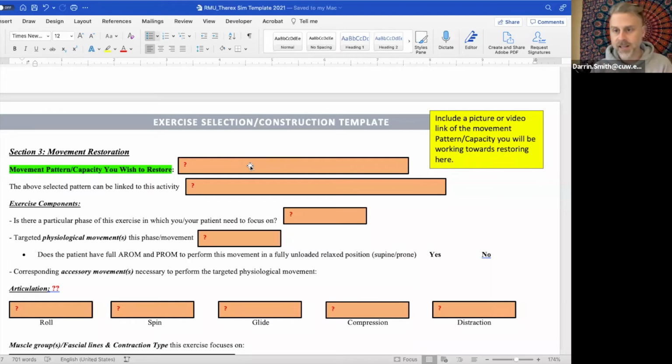And let's say it is squatting without pain. Okay, so we want to be able to get into a good, solid back squat position. What is the selected activity pattern that we want to link this to? Let's say that squat is going to be linked to picking things up off the ground.